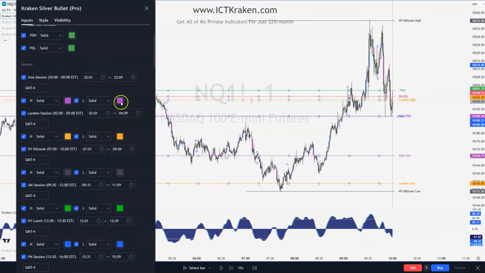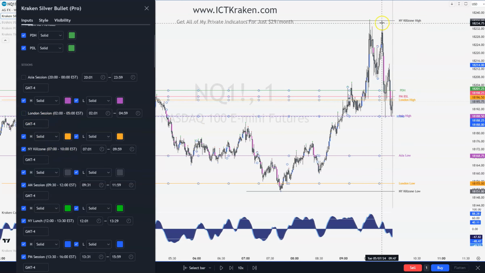Okay, so let's go through the liquidity here. This just started the 10 o'clock hour. It's 10:01. So Asia high is right here. Asia low obviously been taken, so we can take those off. London session, the high and the low has been taken. There's the low, there's the high. So it's already been taken.